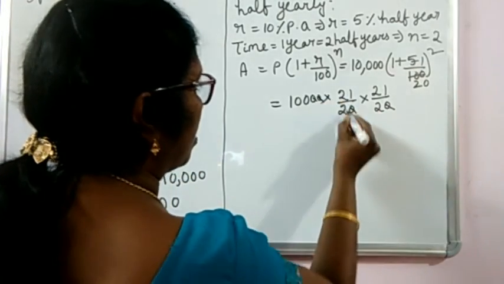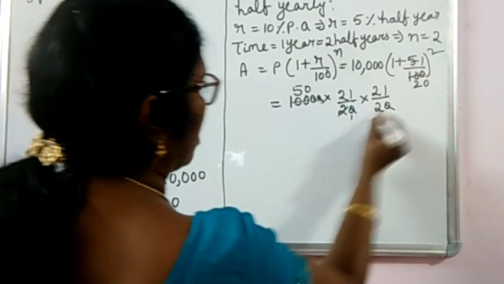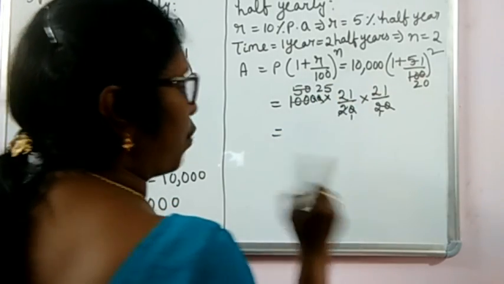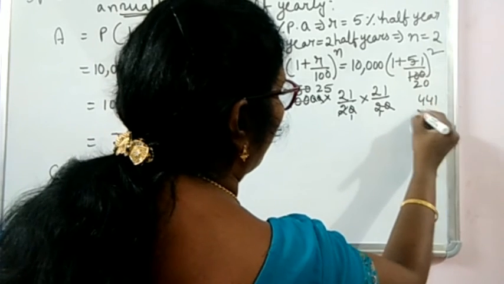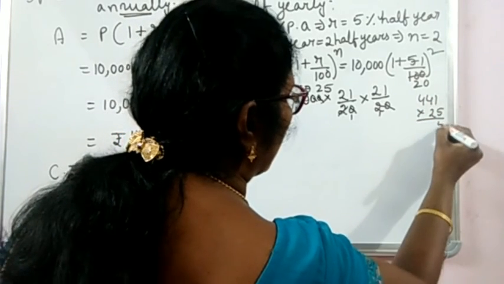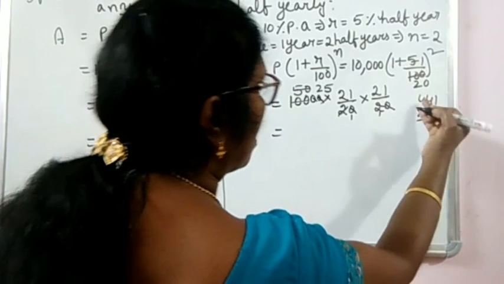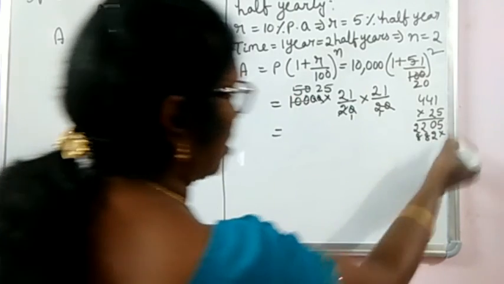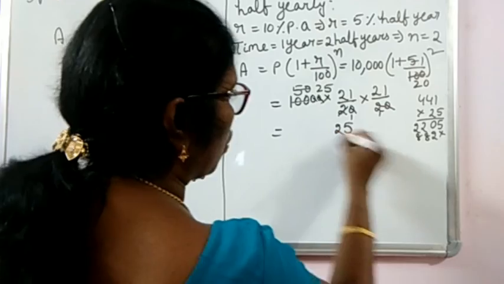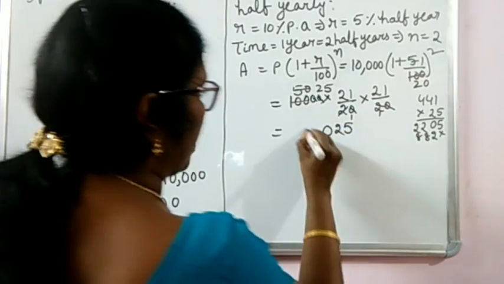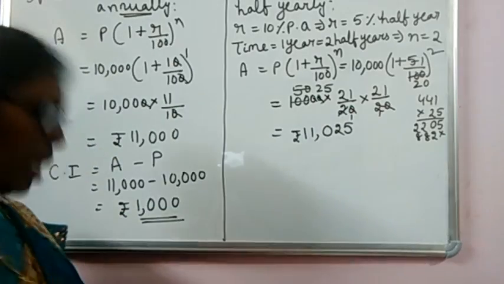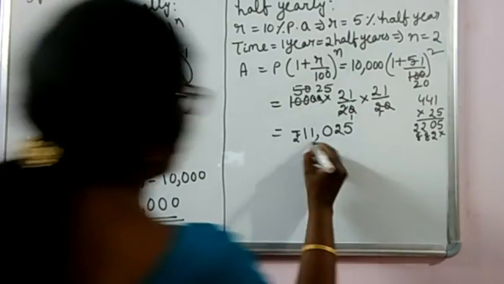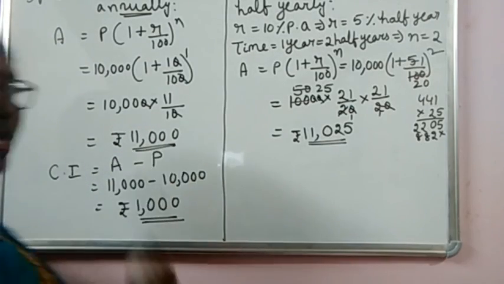2 zeros cancel. 2 ones are 2, 50s are. 2 ones are 2, 25s are. We know that 21 21s are 441 into 25. 441 into 25. 5 ones are 5. 5 fours are 20, 0, 2 carrying. 5 fours are 20 plus 2, 22. 2 ones are 2, 2 fours are 8, 2 fours are 8. Let me add 5, 2, 2 plus 8, 10, 3 plus 8, 11. So, if the interest is compounded half yearly, the amount we got is 11,025 rupees. Here 11,000 rupees.